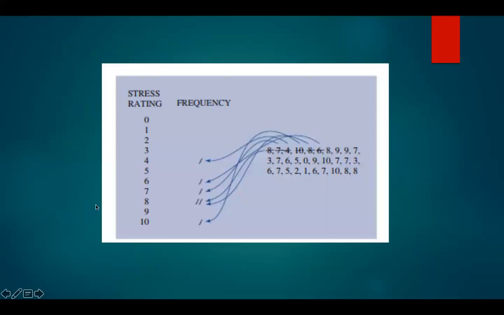So here's a visual description of how you would do this. Here is your range of possible values on that stress scale. And here are all of the scores you obtained. And you're creating a tally mark next to every score or every value pertaining to recording that score.